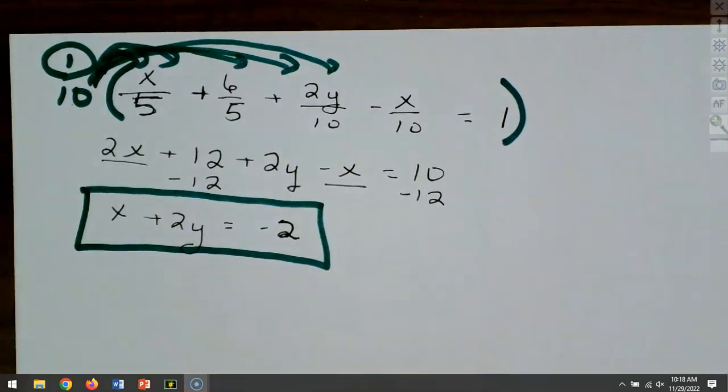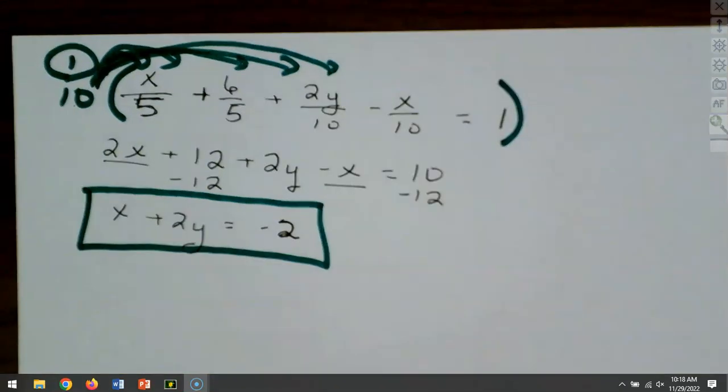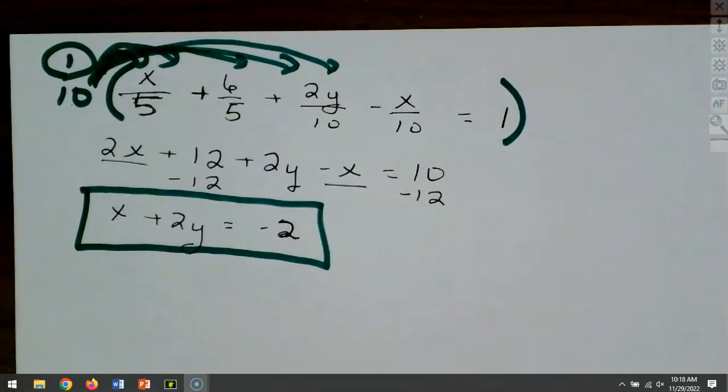So that's what we've got so far. Now, we are going to have to go through and do the same process for the other one. So it is going to be a process to go through and clear out these fractions. But that's what we have to do.